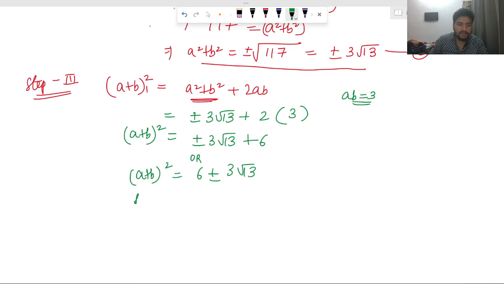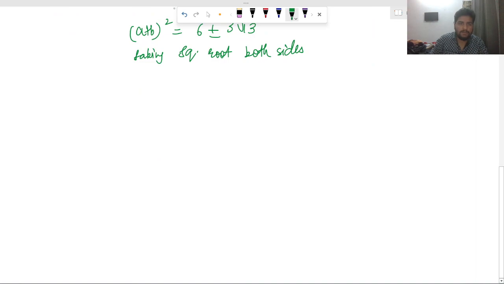Now taking square root on both sides, we get a plus b equals plus minus square root of 6 plus minus 3 root 13.